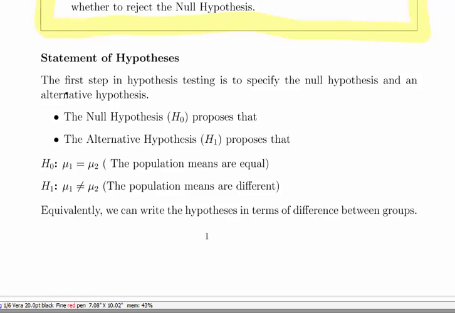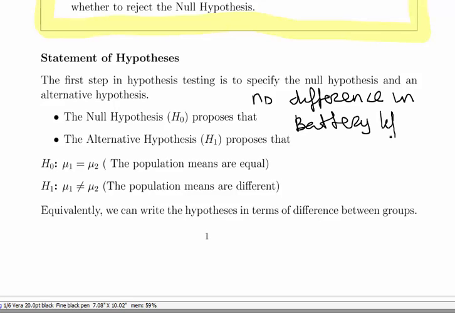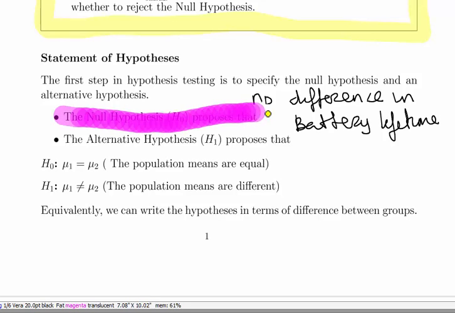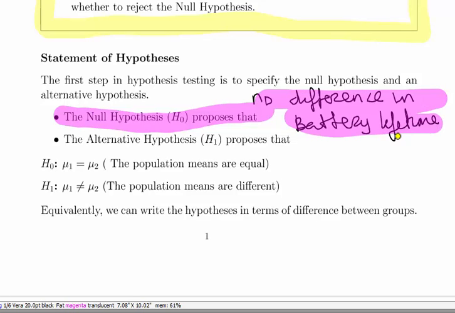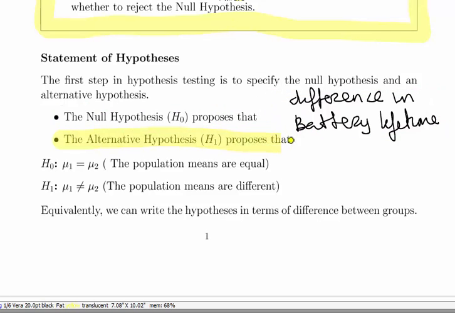The first step is to specify the null and alternative hypotheses. So the null hypothesis proposes no difference in battery lifetimes. Just a sentence like that, just to make a statement about that. And then the alternative proposes that there is a difference in battery lifetimes.